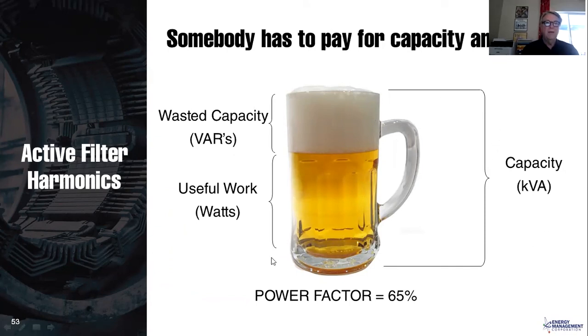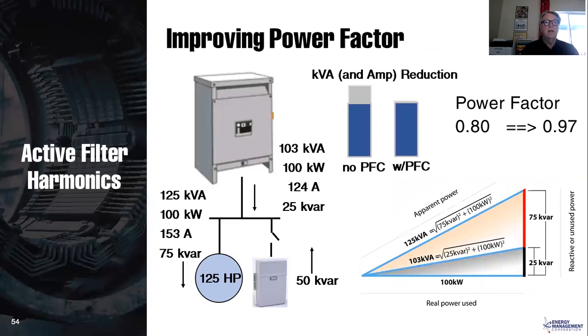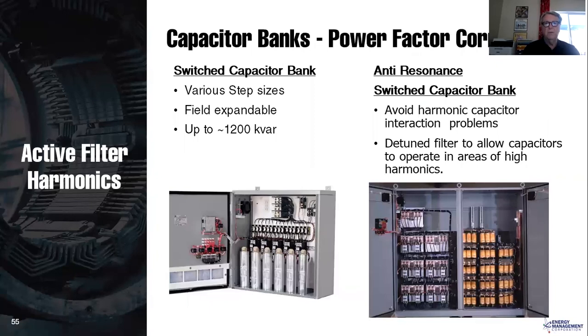You have kVA, you have watts, and you have kVARs. And the kVARs are basically wasted, so we'd really like to get rid of them. This is a transformer. You can see at 80% power factor, we have 75 kVAR. If we put in capacitors, correct that to 25 kVAR, we get to 97% power factor. And you can see that the kVA, which is equivalent to the current, goes from 125 kVA down to 123, or that could be 125 amps down to 123.